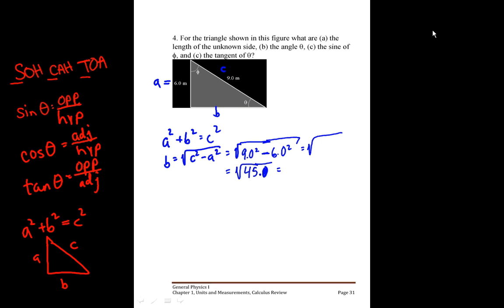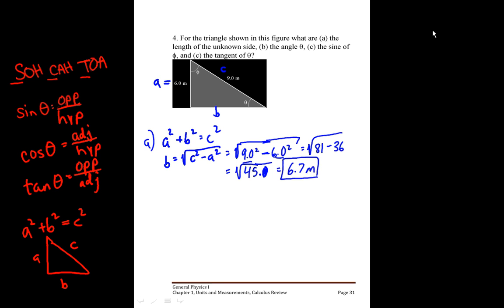of 81 minus 36, keeping 2 sig figs in that operation because there are 2 sig figs in 9 and 6. And then I take the difference in those two numbers, keeping no decimal places, because there are no decimal places in those numbers. And then the square root of 45 is 6.7. So B is 6.7 meters. That is, the side B is 6.7 meters.